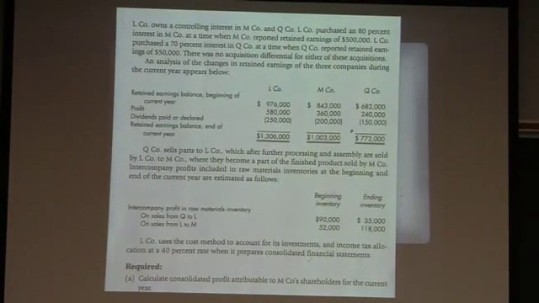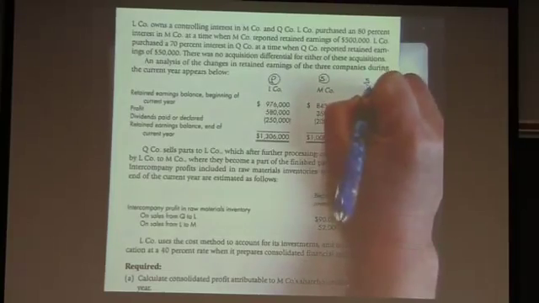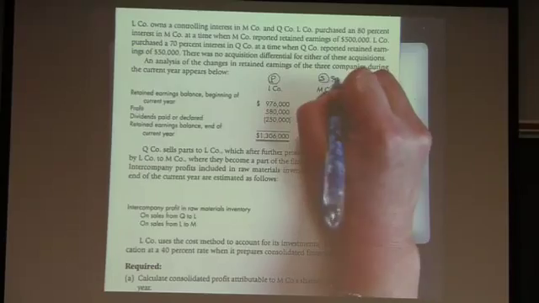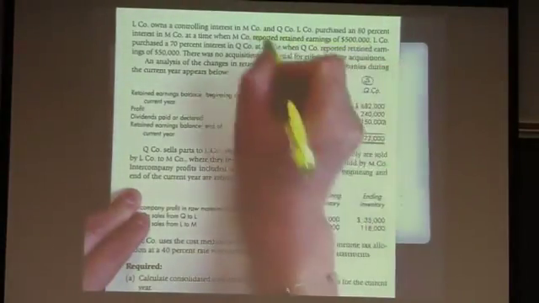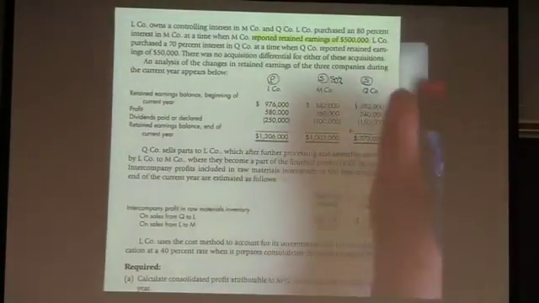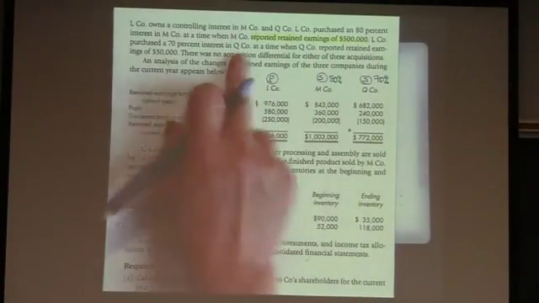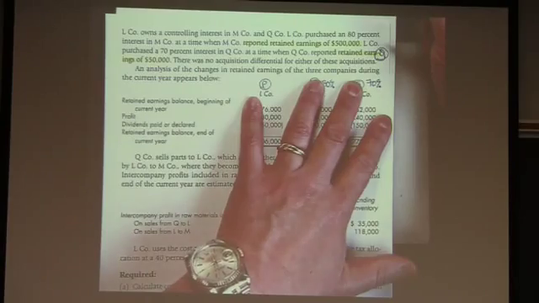Okay, so let's read the question. The question starts with L owns a controlling interest of M and Q. L purchased 80% of M. So this is the parent, and these are the subs. M, they purchased 80% at the time when M reported retained earnings, and again, we're going to need these beginning retained earnings. Why? Because we're only including in the parent's financial statements any earnings and any dividends subsequent to the acquisition date. That's the key. L purchased 70% of Q at the time when Q reported retained earnings of 50. Again, we're going to need this as well. So I'll just write down Q, and this is M.